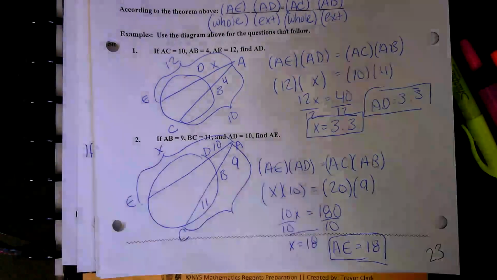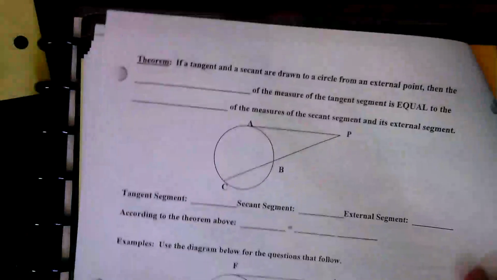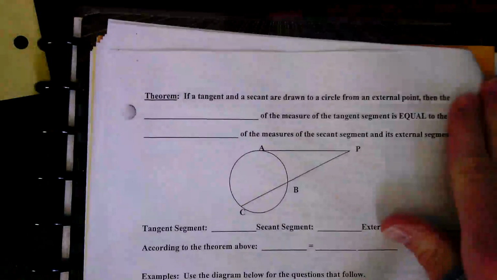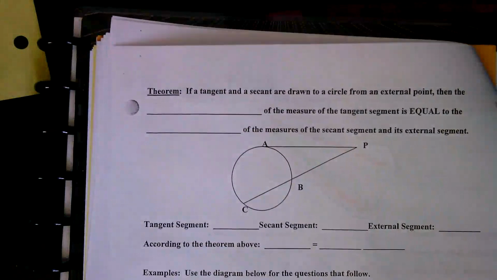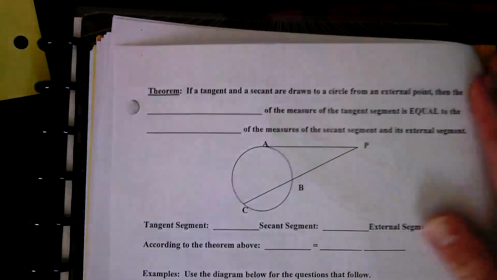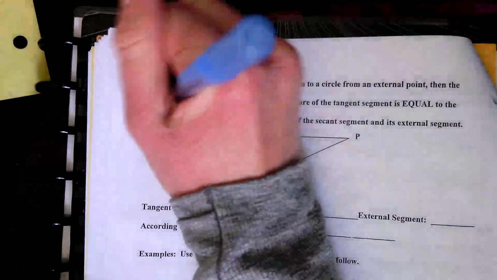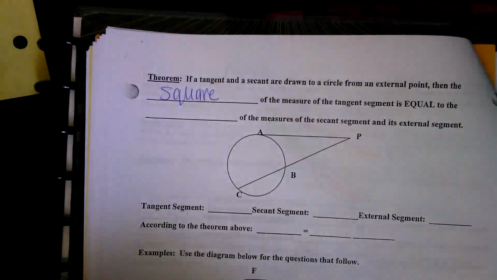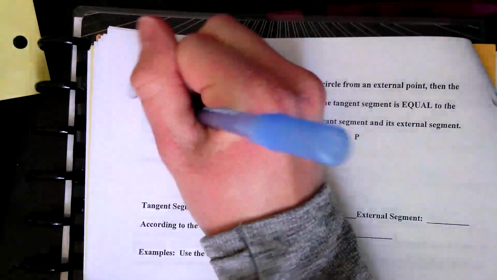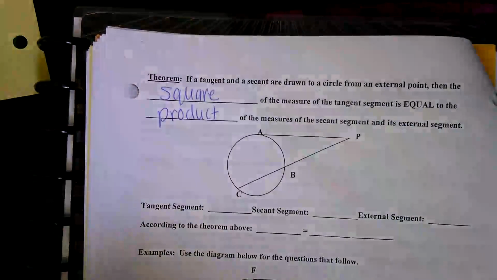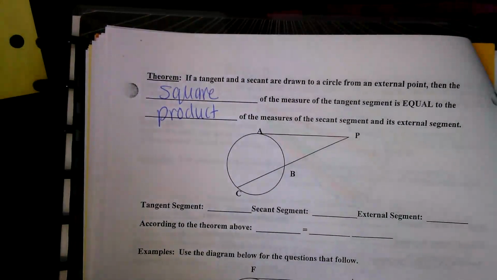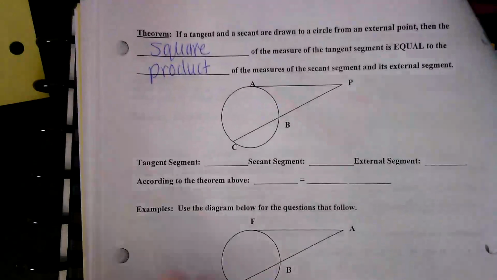All right, let's go down to the next one. All right, last page. Oh, woo, yay. All right, so if a tangent and a secant are drawn to a circle from an external point, then we have the square of the measure of the tangent segment is equal to the product of the measures of the secant segment and its external segment.